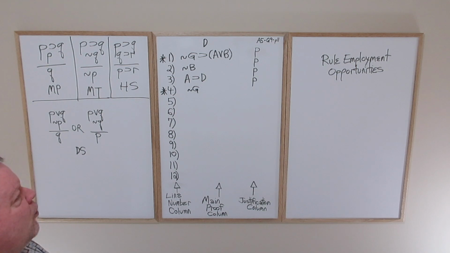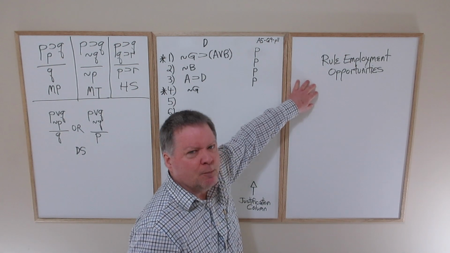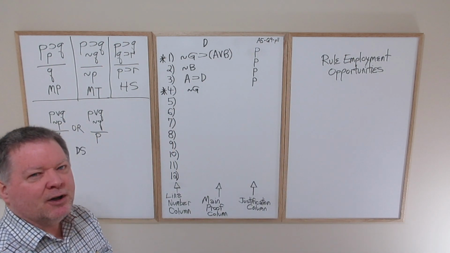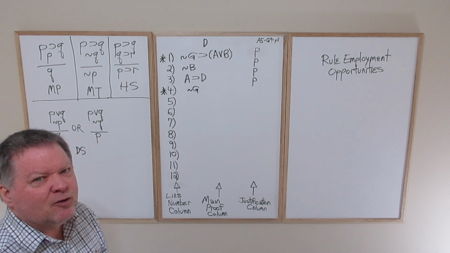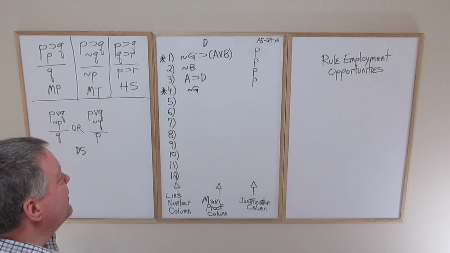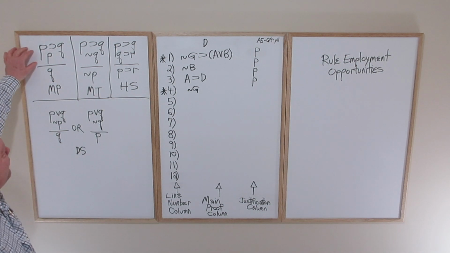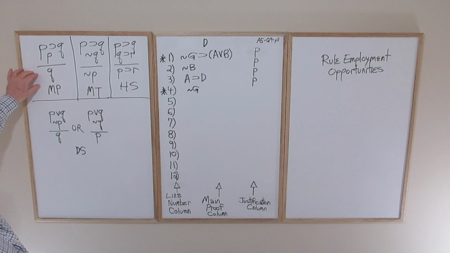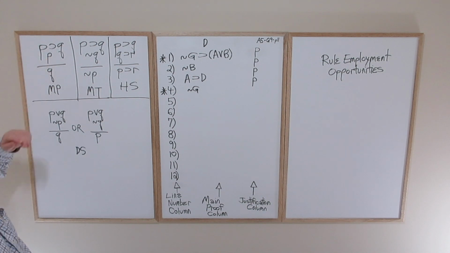Lines 1 and 4 are true because they represent a rule employment opportunity. They satisfy the information conditions for correctly applying one of the 4 rules. That rule is modus ponens. What we have is a conditional in line 1, and we've got the exact antecedent of that conditional in line 4.